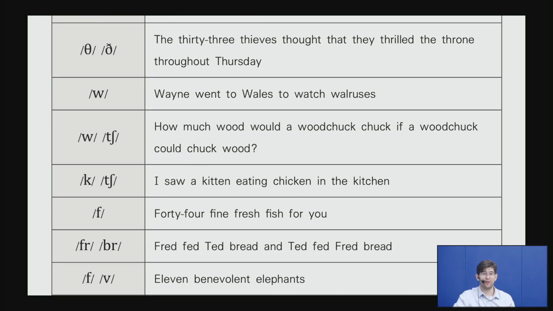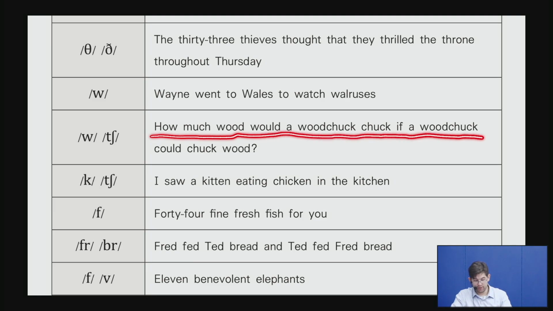This one's one of my personal favorites. I'm actually going to do this a little bit quicker on the first round just because I like it so much. It is, how much wood could a woodchuck chuck if a woodchuck could chuck wood? Now for you guys, I'm going to slow this down nice and easy. How much wood would a woodchuck chuck if a woodchuck could chuck wood?